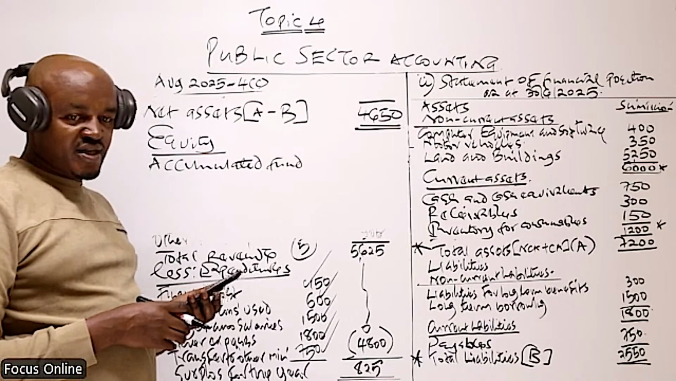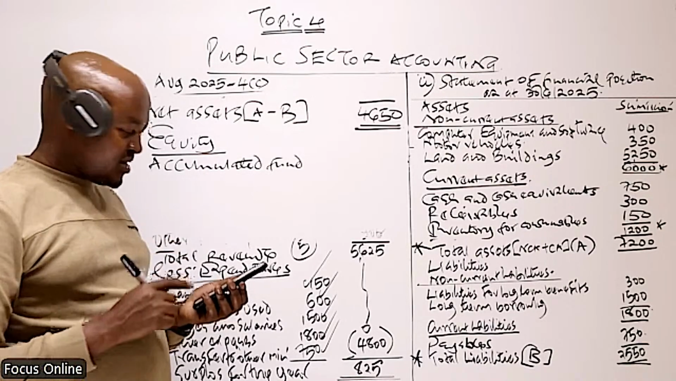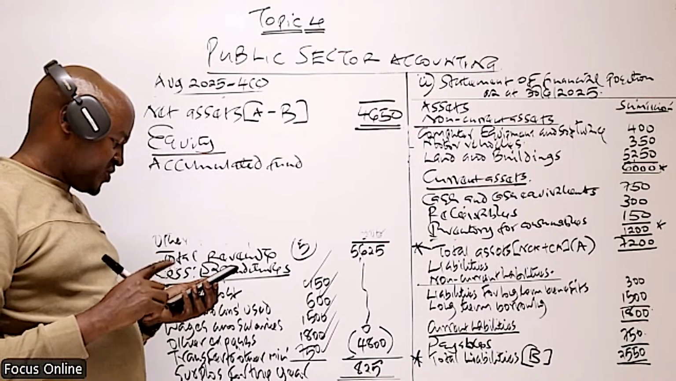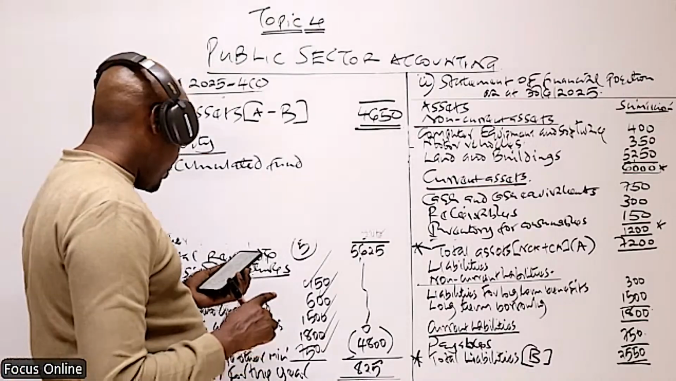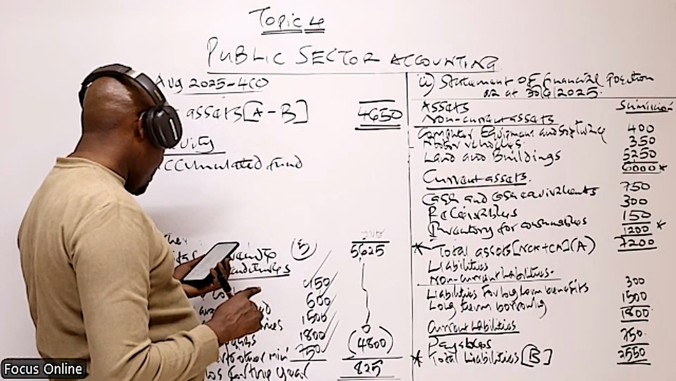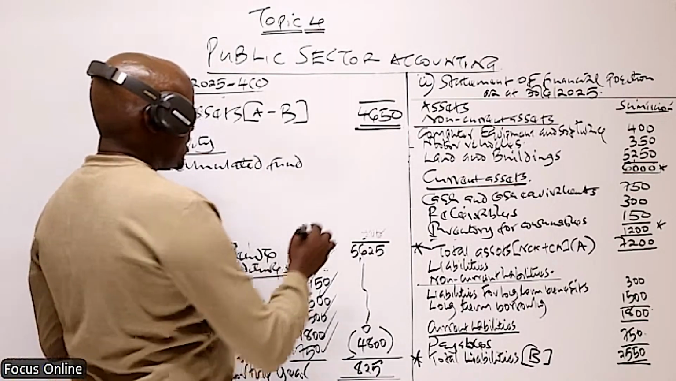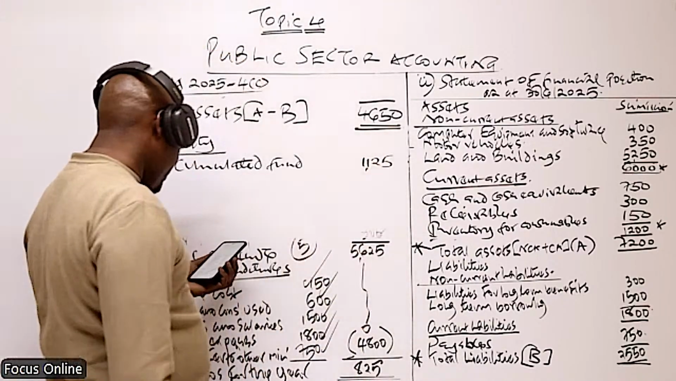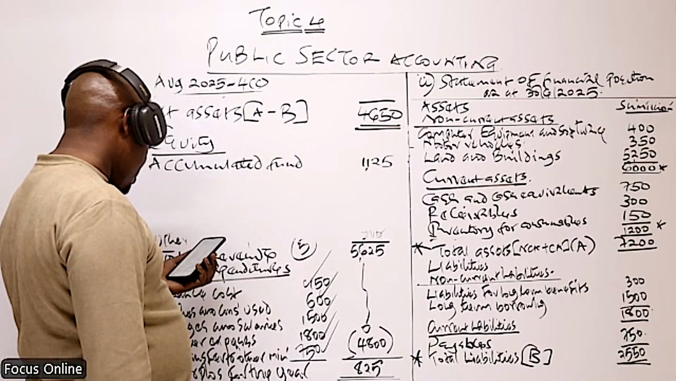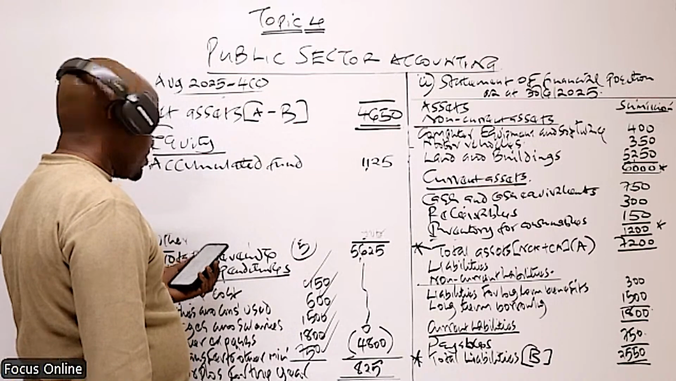I hope you can see accumulated fund is somewhere down there, below inventory, above receivables, and also above cash and cash equivalent. So accumulated fund is given as what? As 1125. That is the accumulated fund at what? At the start.